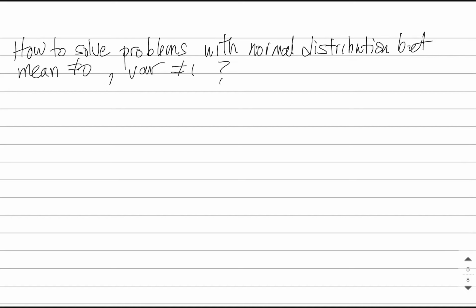Most applied problems that we're going to encounter that involve a normal distribution have a normal distribution that doesn't have a mean of 0 and a variance of 1. So how should we solve problems like this?